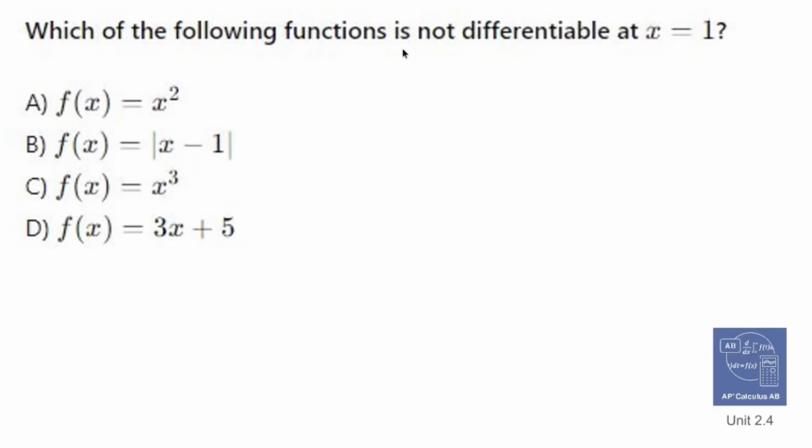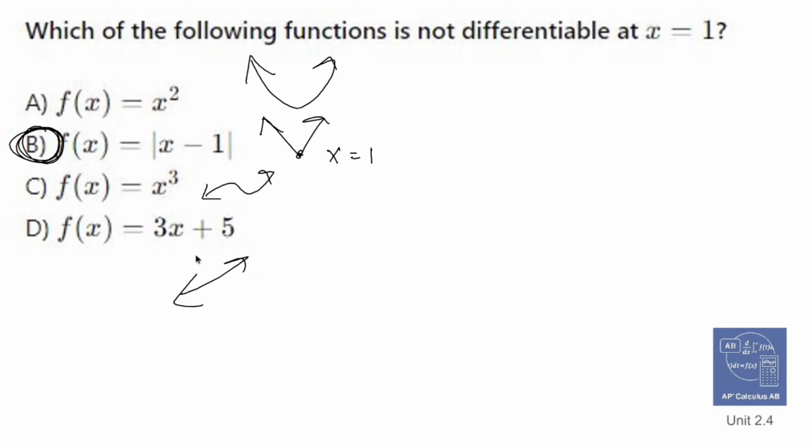Which of the following functions is not differentiable at x equals 1? All right, well, things that are not differentiable are when you have a cusp or a sharp corner at that point. If I were to graph A, there's no sharp corners anywhere. If I were to graph B, it looks like this, but more importantly, it looks like this at x equals 1. At x equals 1, I get a sharp corner, which means B is my guy that's not differentiable at x equals 1. C is a cubic, D is a line. All three of these are differentiable everywhere, but B isn't because of that sharp corner at x equals 1.